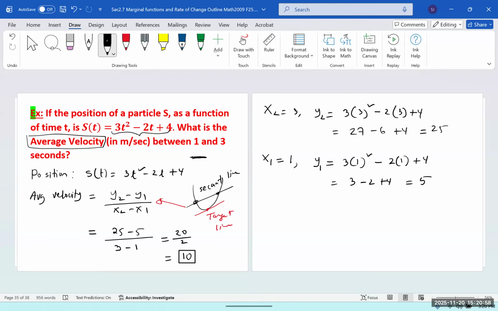So in this section, 2.7, there are two things. One is money issues. For money, you need to know the derivative of the cost, profit, and revenue. And the second part is distance. Average velocity or normal velocity. If you have just velocity or instantaneous velocity, it's not the rate of change.